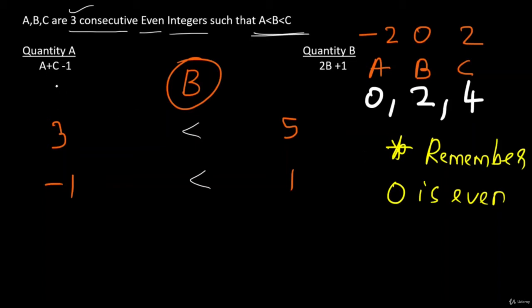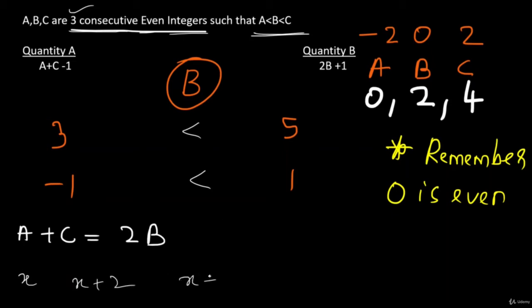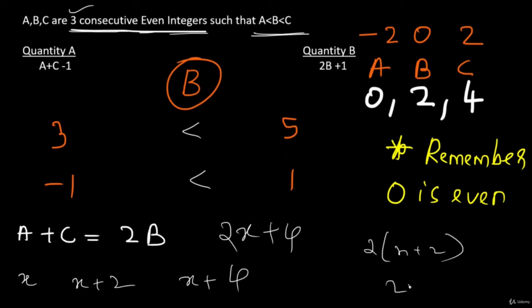Now, let me show you how you can approach this with algebra. We know that A plus C will be equal to 2B because these are 3 consecutive even integers. Why is this so? Let's take A as X. B would be X plus 2 and C would be X plus 4. So what is A plus C? That is X plus X plus 4, which is equal to 2X plus 4. And what is 2B? That's 2 into X plus 2, which is again 2X plus 4. So A plus C is equal to 2B.